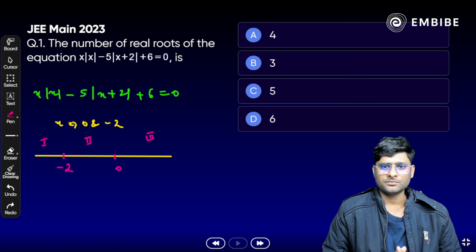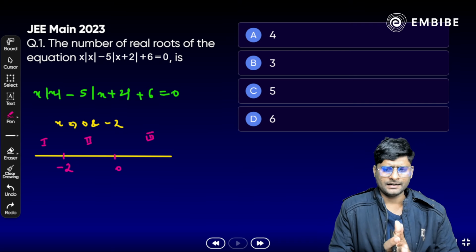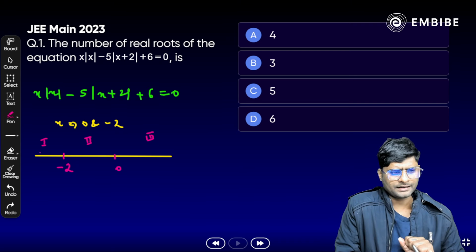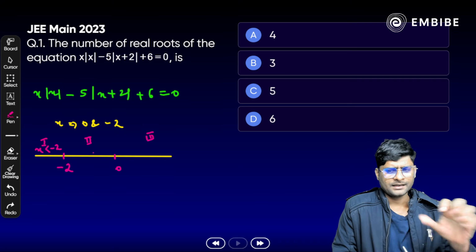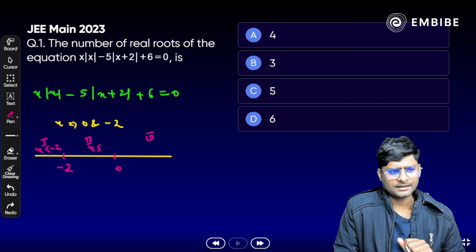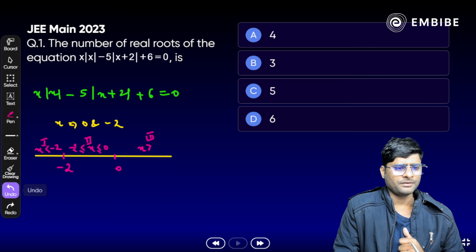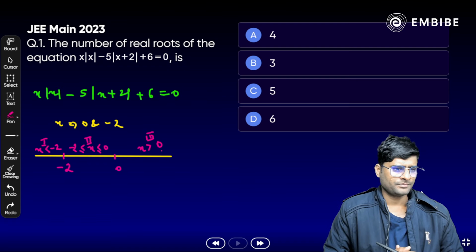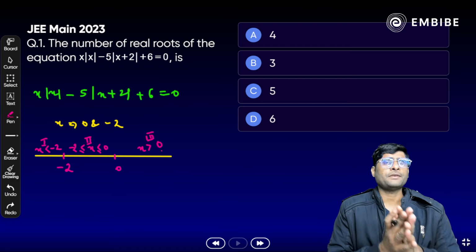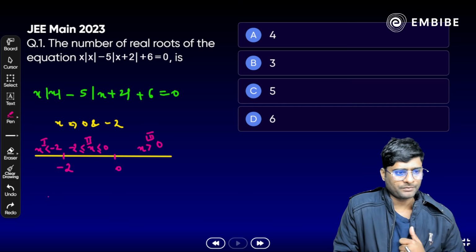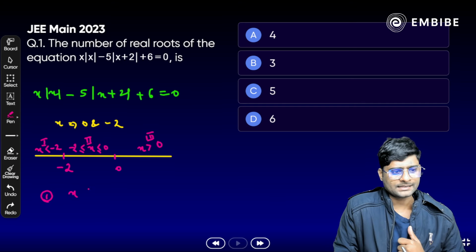So we have to check the function's behavior. Just focus on the first part. It's nothing but when x is less than minus 2 here. And the second one, when x is less than or equal to 0 and more than or equal to minus 2 here. And the third one, when x is more than or equal to 0, obviously the equal part we have already taken at 0 here. Correct? So what happens if x is less than minus 2? Case number 1 we have to discuss here, when x is less than minus 2.